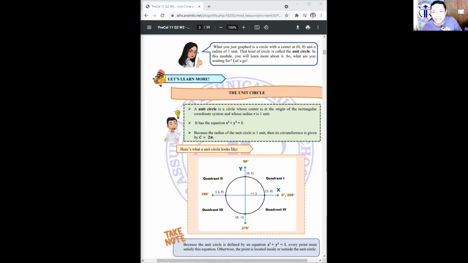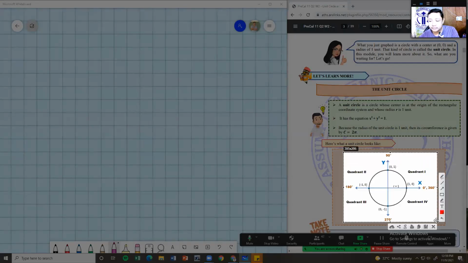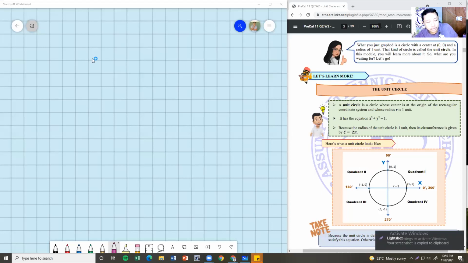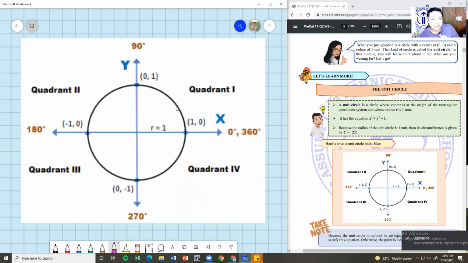Okay, game. So when we say unit circle, a unit circle is actually a circle where the center is at the origin, and the radius is equal to 1. From the word itself, unit is equal to 1. So expect that in the unit circle, your radius is always 1. Remember that.